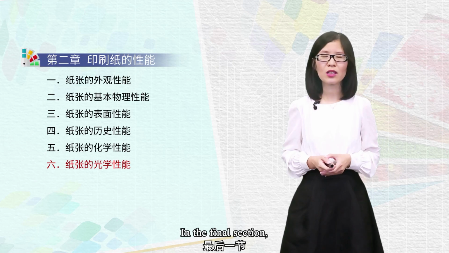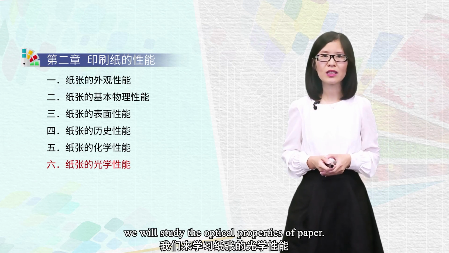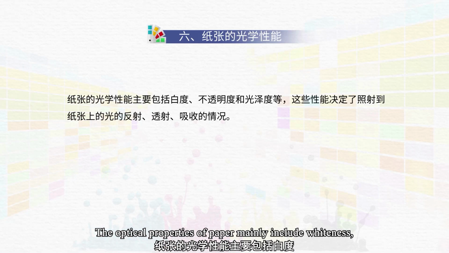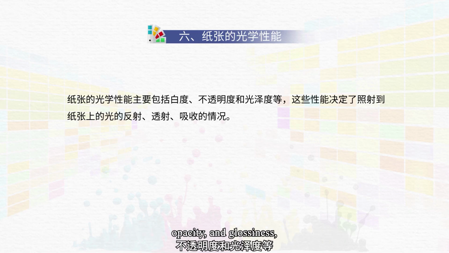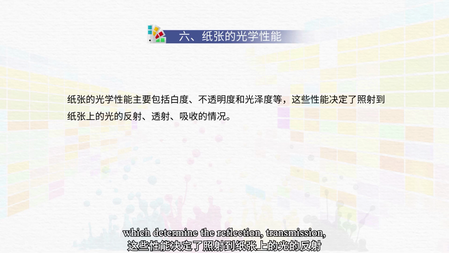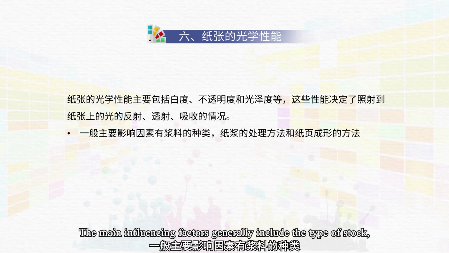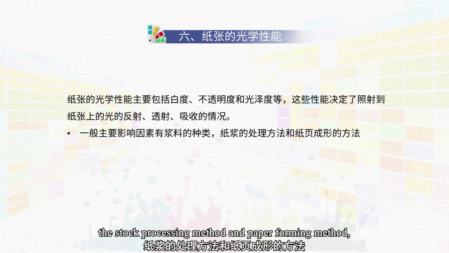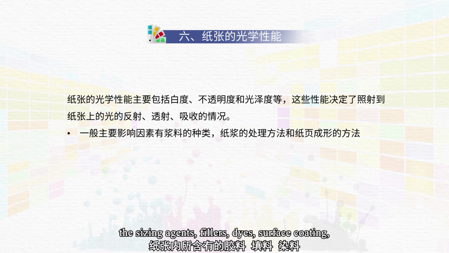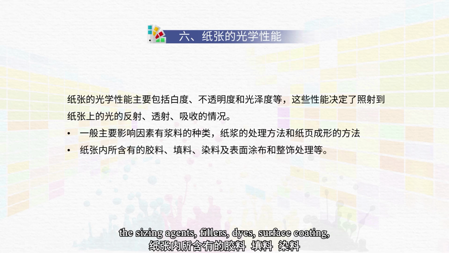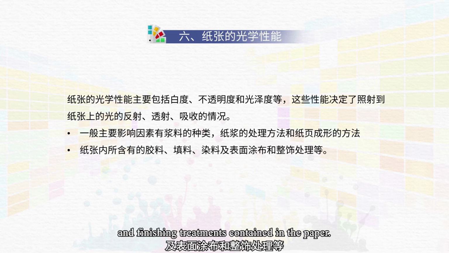In the final section, we will study the optical properties of paper. The optical properties of paper mainly include whiteness, opacity, and glossiness, which determine the reflection, transmission, and absorption of light irradiated on the paper. The main influencing factors generally include the type of stock, the stock processing method and paper forming method, the sizing agents, fillers, dyes, surface coating, and finishing treatments contained in the paper.